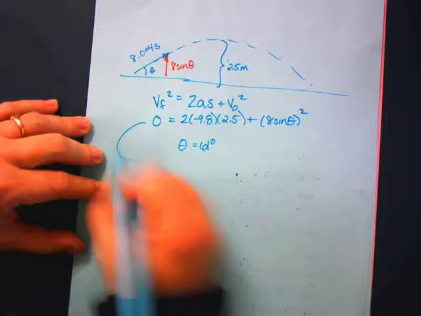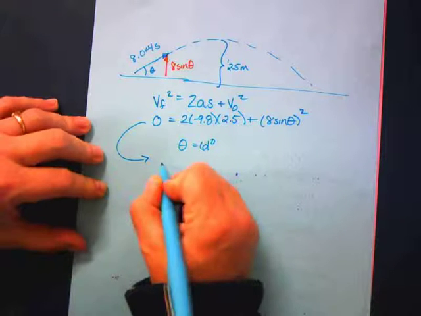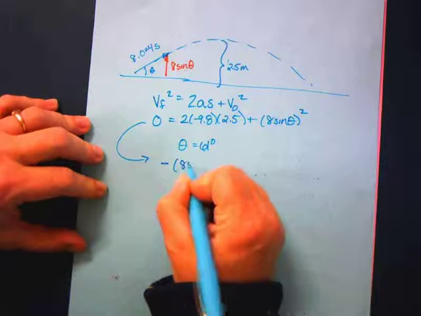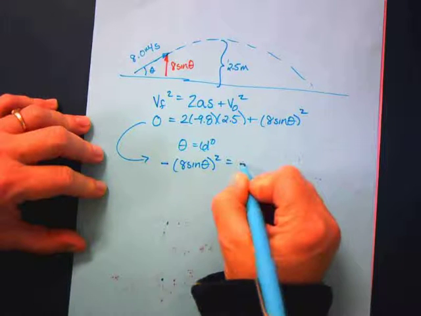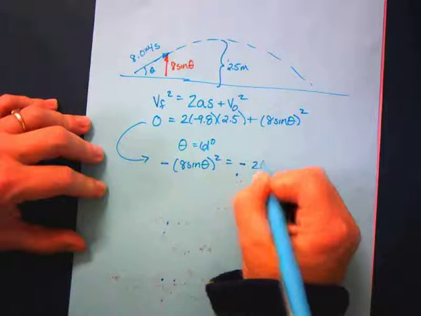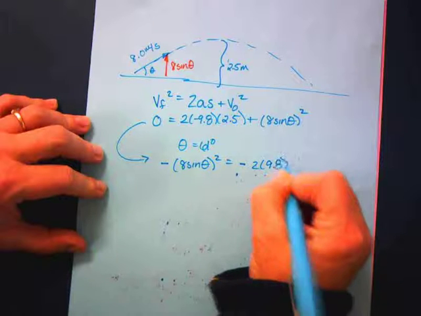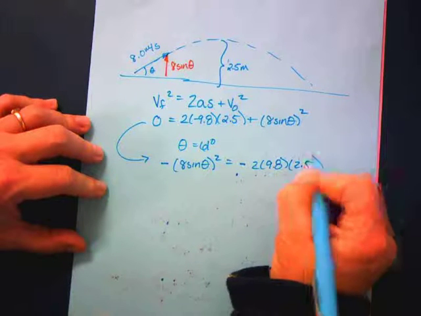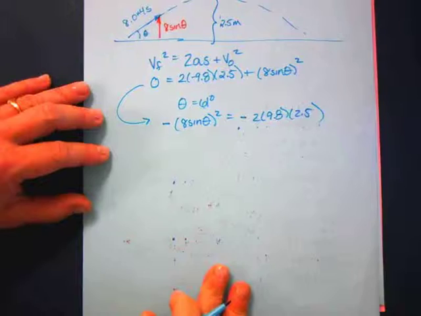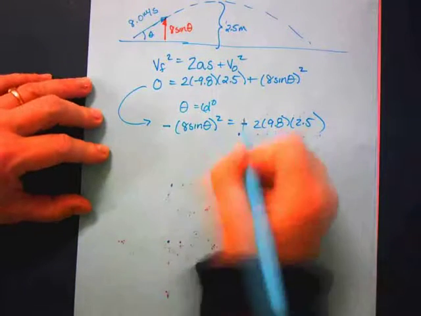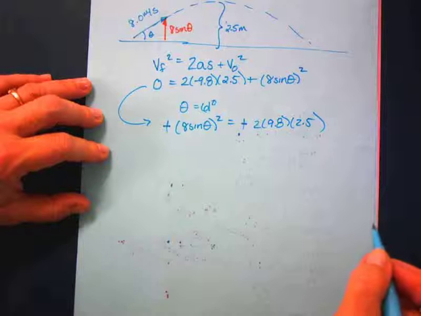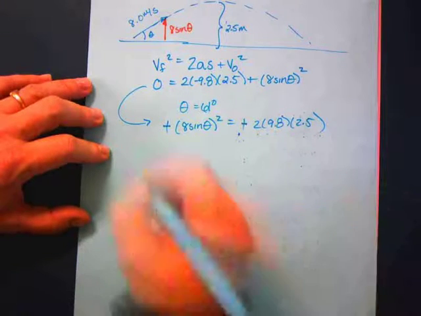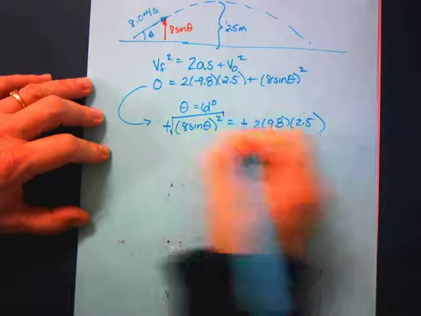So rearrange this algebraically, and I get negative 8 sine theta, quantity squared, equals negative 2 times 9.8. I just pulled out the negative to make it obvious. So what happens to the negative? They cancel, yep, so you could just go like that. What's the easiest way to solve for theta here? Agreed. I would square root both sides at this point.